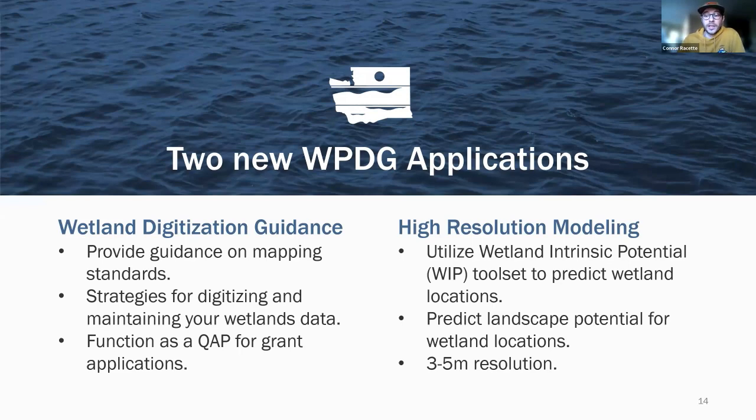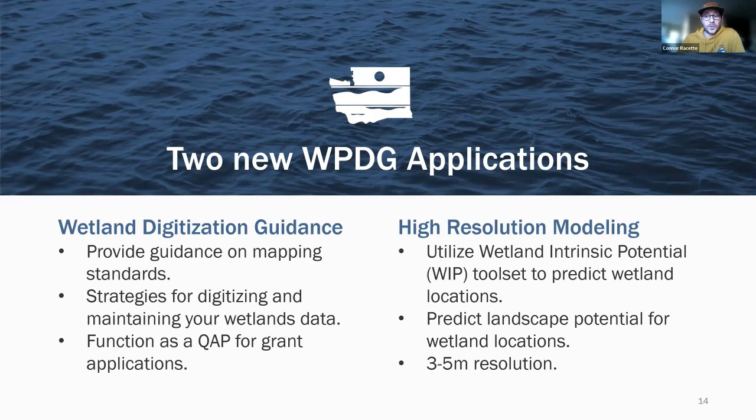Second, we at Ecology have submitted 2 new wetland program development grant applications as a direct response to the results of this project. The first grant is going to be for a wetland mapping digitization guidance document. We heard the need for this and we want to deliver. So this document will serve as a consolidated reference, current mapping standards, best management practices for digitizing your wetlands data, as well as also functioning as a quality assurance workbook for any grant applications that may require one for your mapping activities. We hope to include a fillable worksheet with this guidance that would allow you to easily adapt and pull information needed for your grant applications.